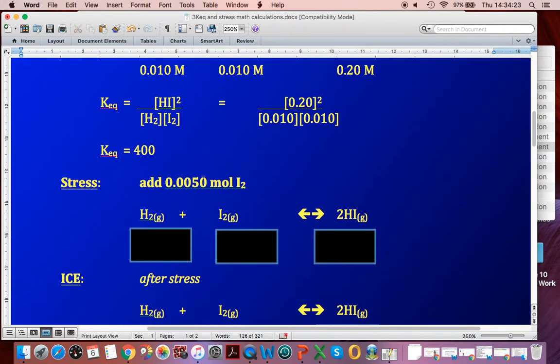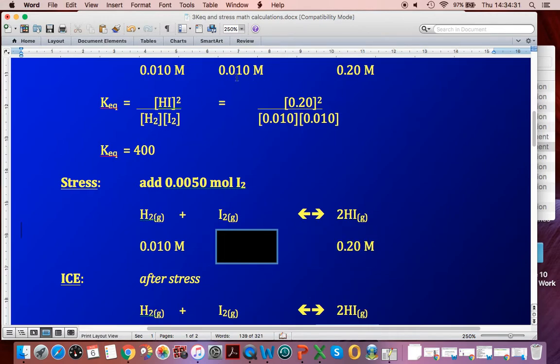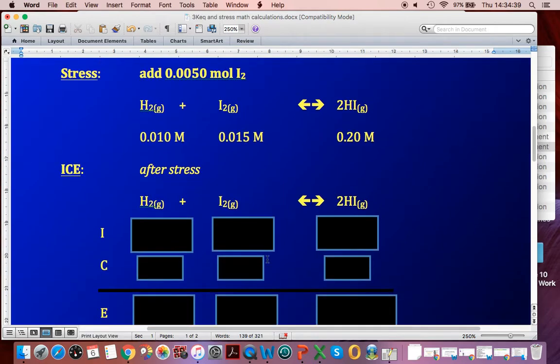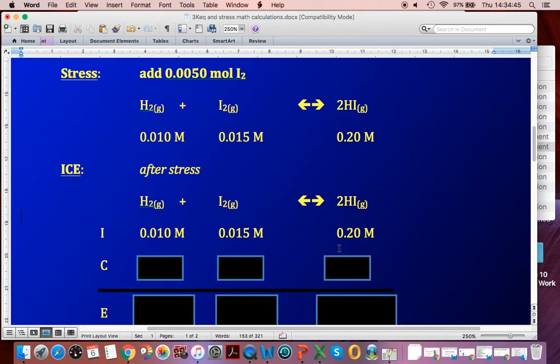Now, we had these original equilibrium values. The hydrogen did not change. The HI did not change, but the iodine did change because we added the 0.005, and so it becomes 0.0015. So we're going to write these 3 numbers down again. Normally you wouldn't. This is just for emphasis.